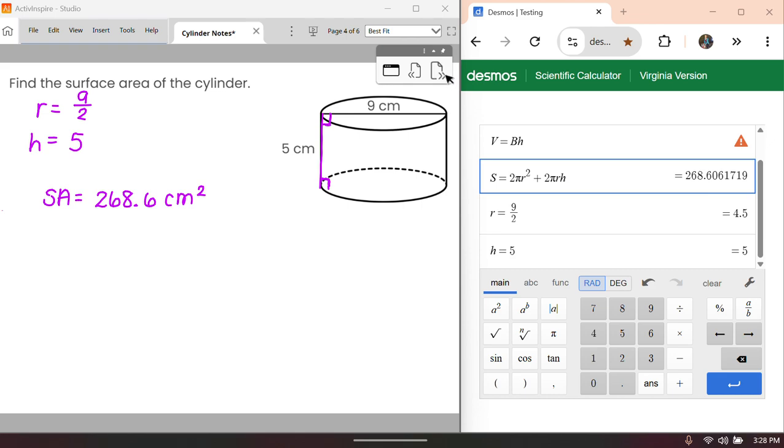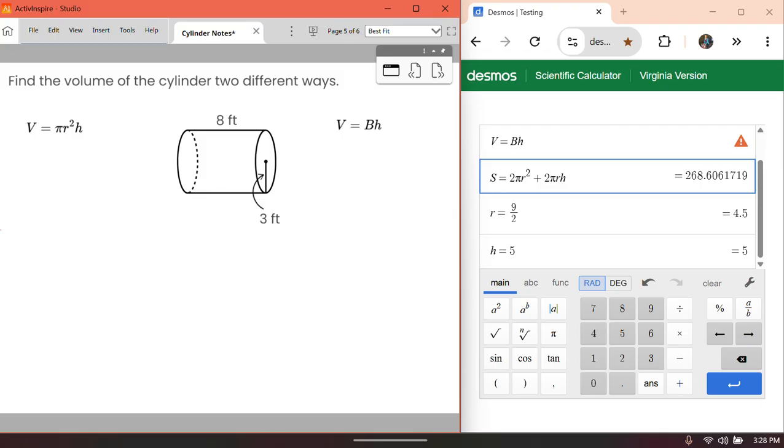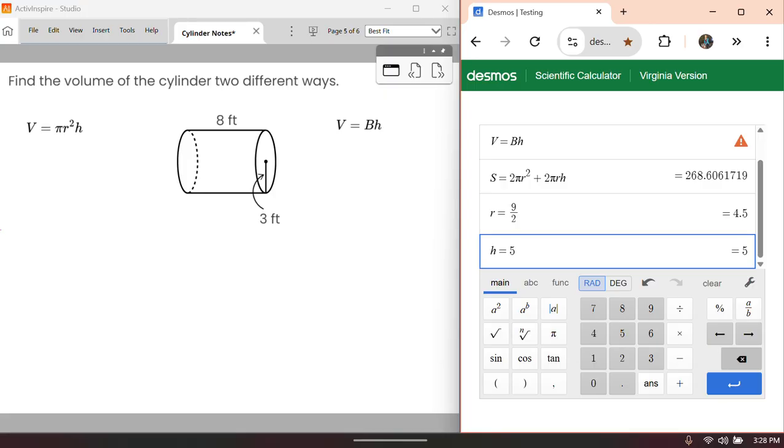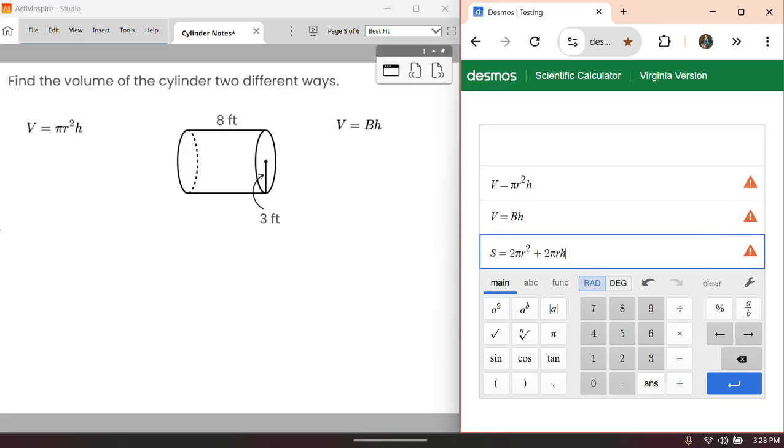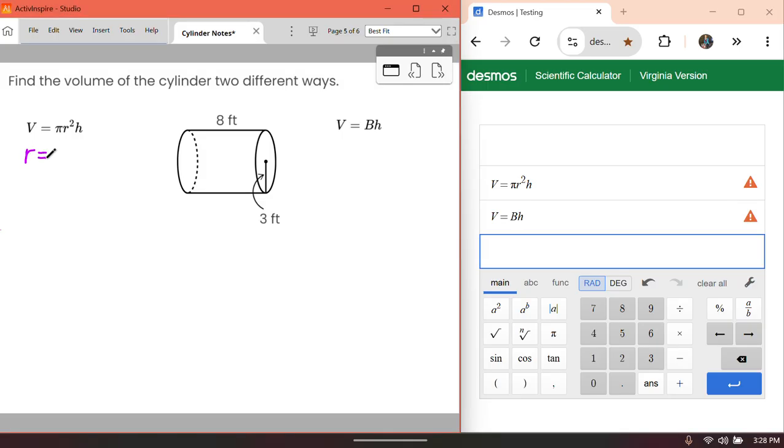Now, for my next example, we're going to find the volume 2 different ways. So I'm going to go ahead and delete my surface area formula just for now because we already got a lot going on. But I do have both of those formulas already typed in. Now, the one on the left, I need to know the radius and the height. The one on the right, I need to know the area of the base and the height.